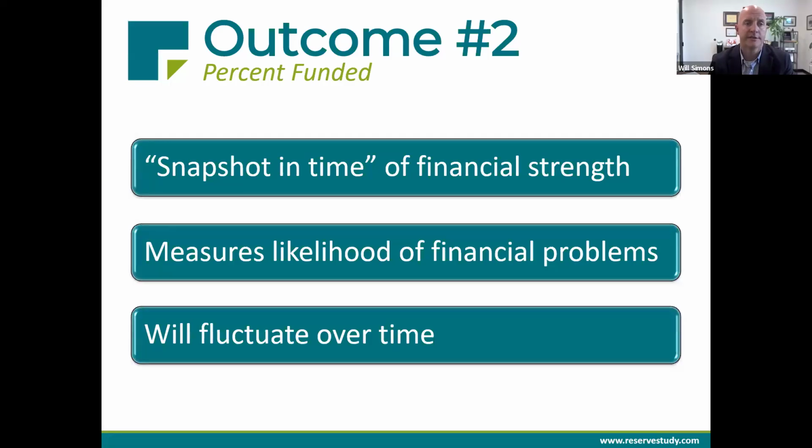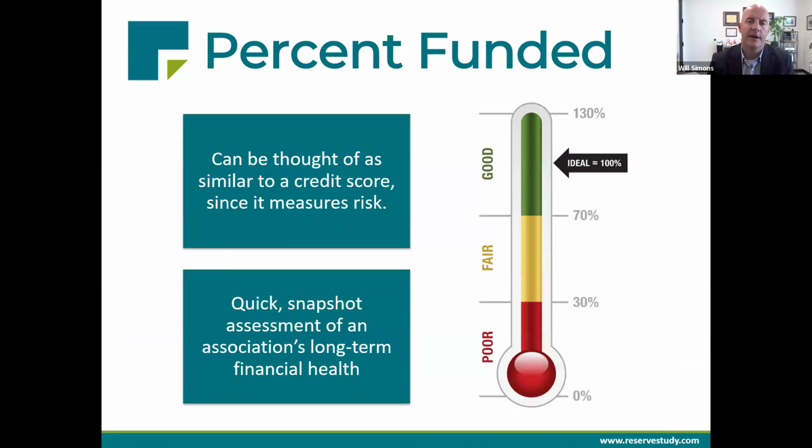Okay, that's the first part. The second part is this notion of where do you stand financially? And the metric that we use to establish that is something called percent funded. So you can think of percent funded, like we say here, as basically taking a snapshot in time of the financial health of the community, right? We're going to look at how much cash do you have compared against how much you should have, and use that to estimate or approximate a measurement of financial strength. Okay. And I'll say more about that here on this next slide.